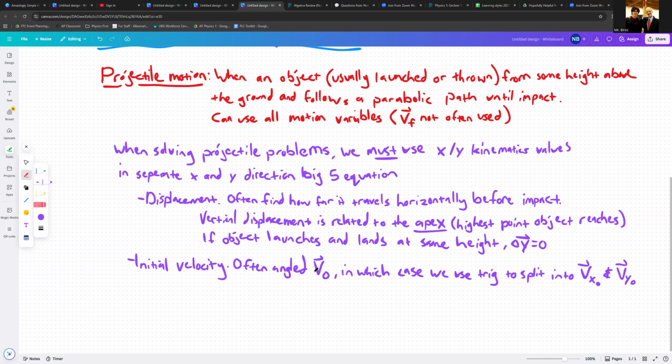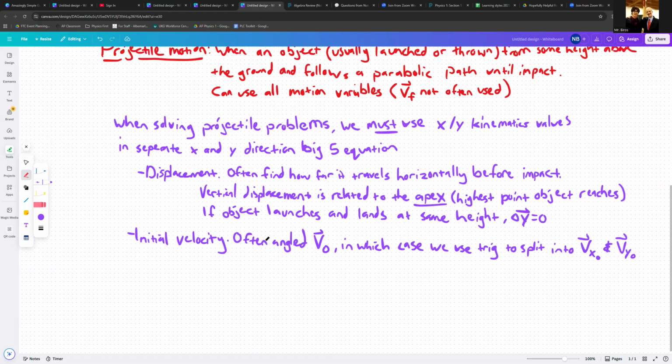And if we're putting things into Big Five equations, we need to be sure that we are using x or y values like vx initial and vy initial in our appropriate x or y direction Big Five equations. So we really need that trig, that sine and cosine that we looked at with vectors in the beginning of unit 1, which we haven't touched in a while, but we're coming back to it now. We're going to need that to split the vector into its components, find vx initial and vy initial. Then we use those in our separate Big Five equations for x and y. So this is a really big one, especially when there's an angled initial velocity.